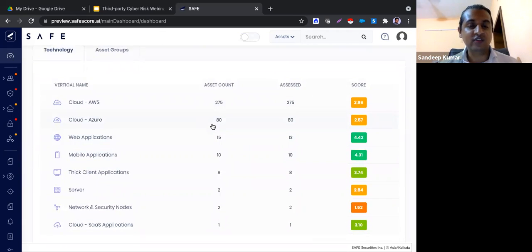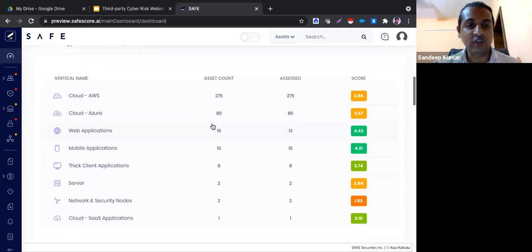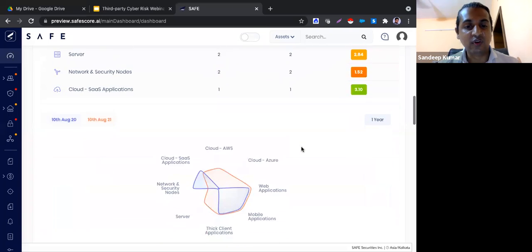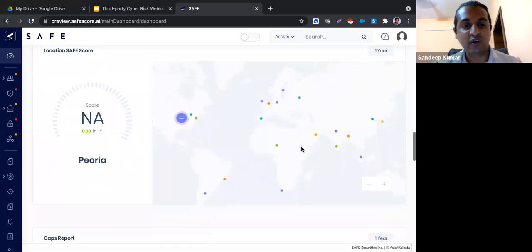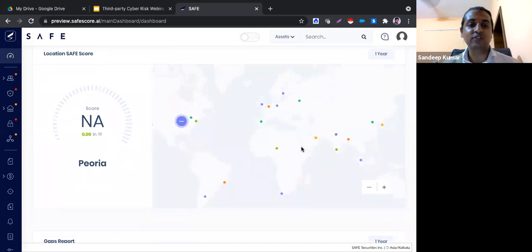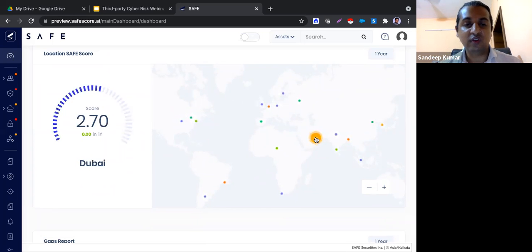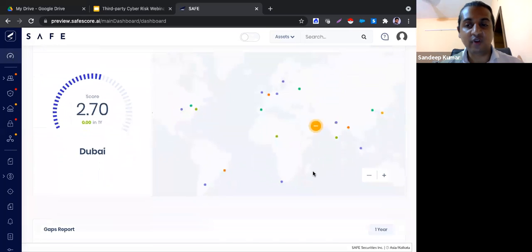Now, if I scroll down further, we see the various technologies that the organization has onboarded onto the platform, which include your cloud workloads, the applications, the servers and endpoints, and the network and security nodes in terms of the firewalls, routers, and switches. A score is given to every technology vertical, along with the asset count. Scrolling further down, we also provide location-based scores, so that organizations can see the security maturity of each of the locations they're operating from.